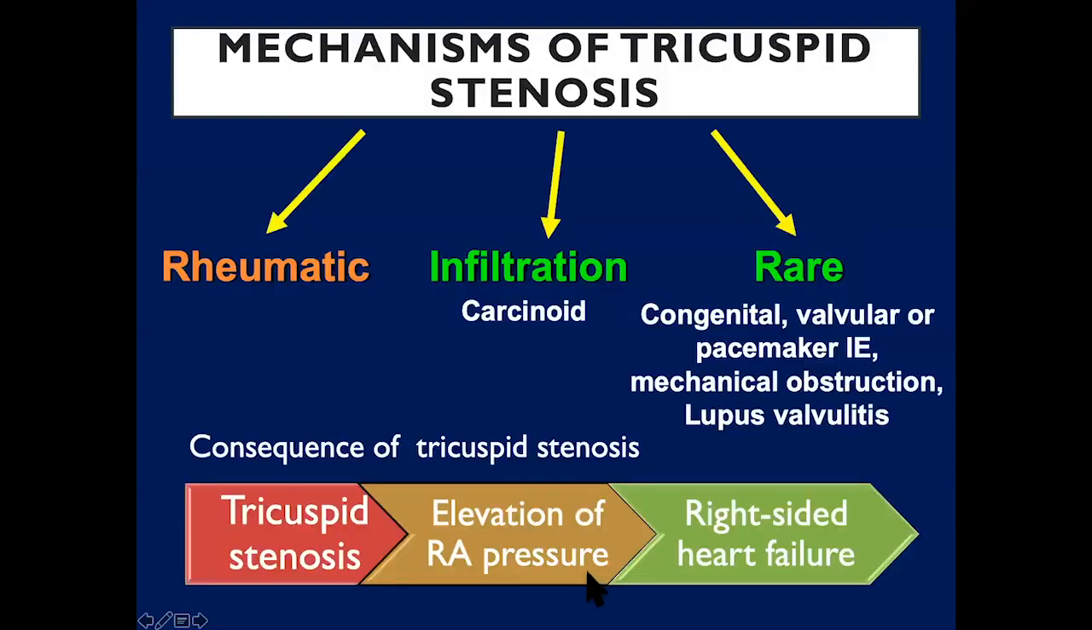Tricuspid stenosis is currently the least common of the valvular stenotic lesions, given the low incidence of rheumatic heart disease. In regions where rheumatic heart disease is still prevalent, tricuspid stenosis is rarely an isolated disorder. More often, it is accompanied by mitral stenosis. Other causes of tricuspid stenosis, as you can see here, include infiltration, carcinoid, and then more rare causes like endocarditis, pacemakers, and so forth. The consequences of tricuspid stenosis include elevation of right atrial pressure and right-sided heart failure.